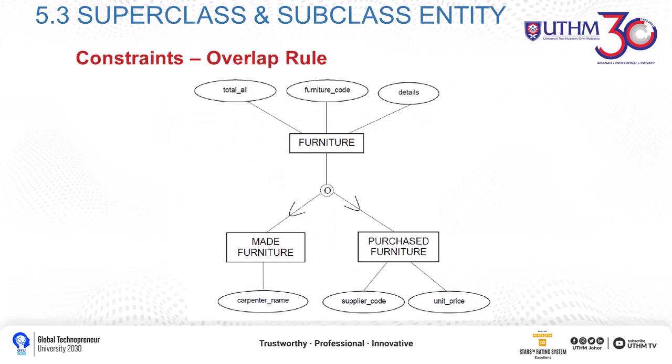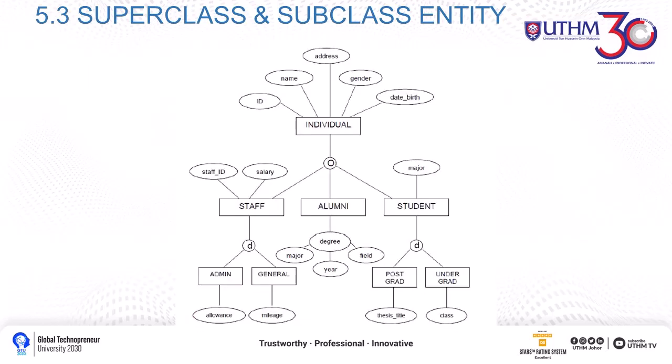The overlap rule is the opposite of the disjoint rule. The overlap symbol is an O placed in a circle as shown on the slide. In this example, we can categorize furniture as made and purchased furniture. The following slide shows a more complex superclass-subclass relationship example, where we combine disjoint and overlap rules.